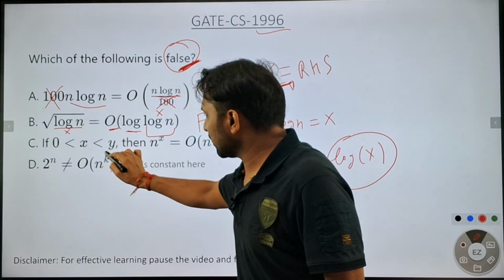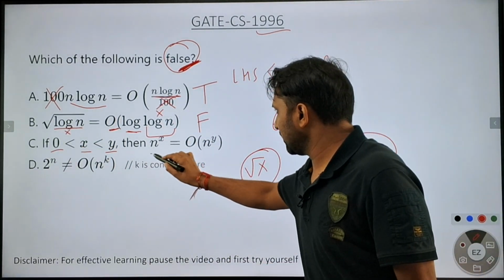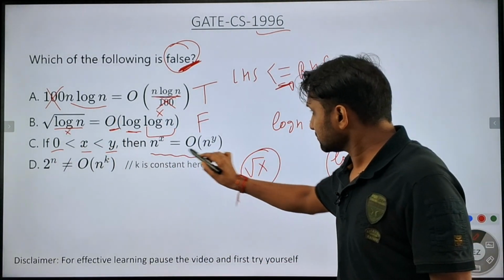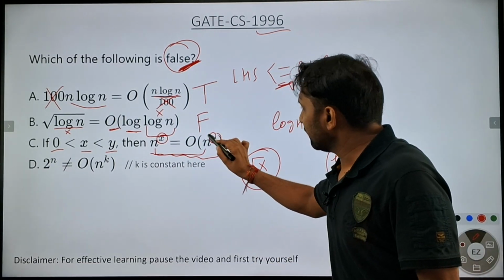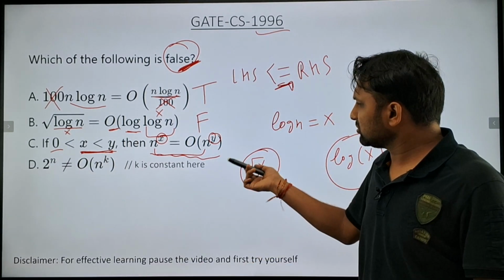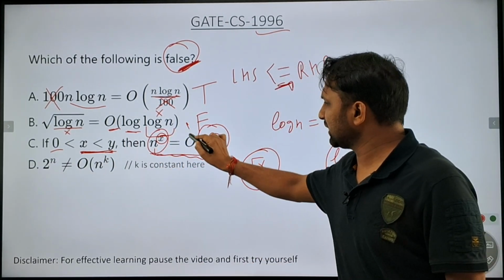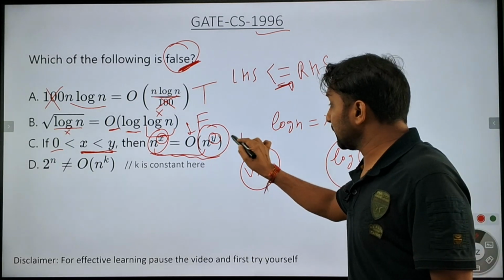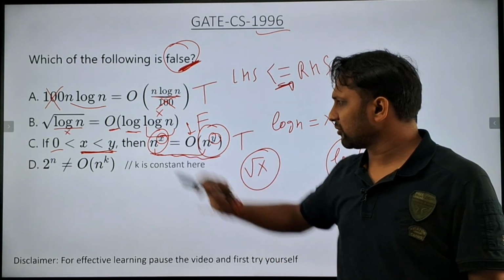Here this is saying that y is greater than x, and x is greater than 0. Then what about this statement? See, n and n are the same. In the power, you can see y is greater than x. So definitely the right hand side is greater than the left hand side. Yes, we can represent it with big O. This statement is true, but we are looking for the false statement, so this is not our answer.